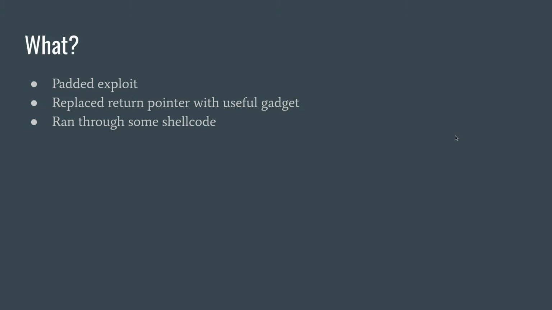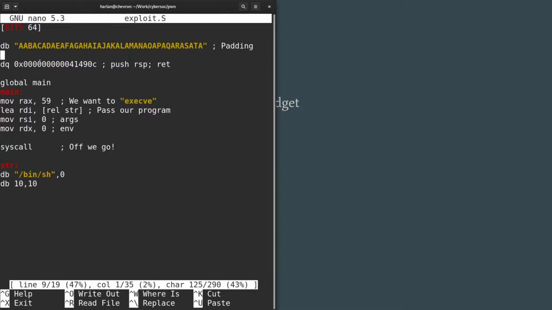So what did I do here? I padded the exploit out. I replaced a return pointer with a useful gadget which jumps to the stack pointer, and then I just ran some shellcode.